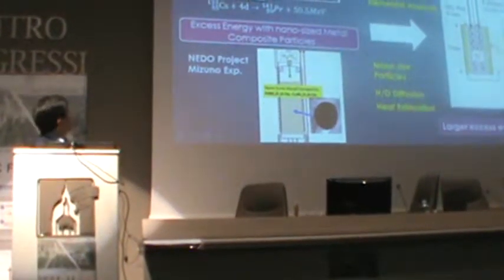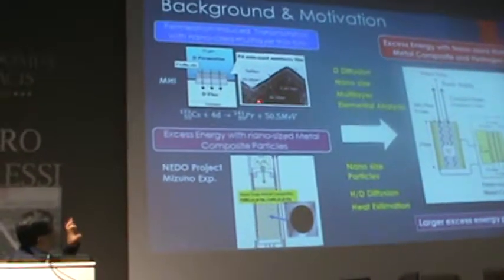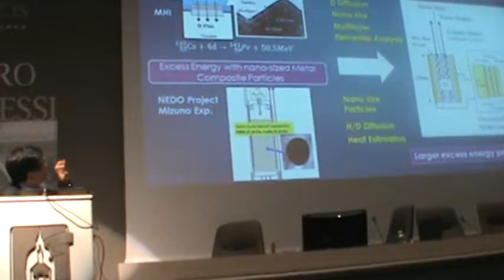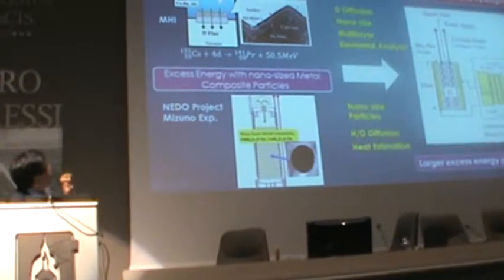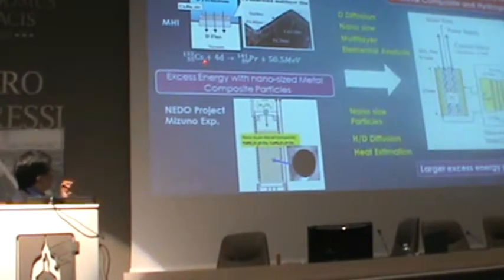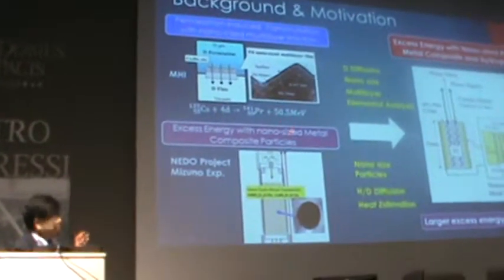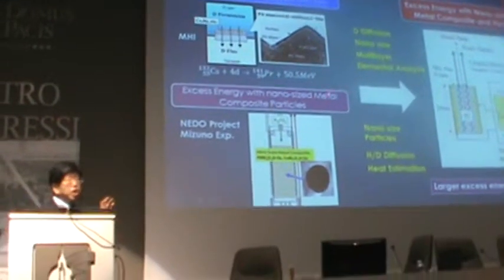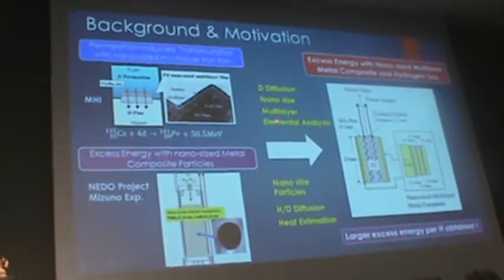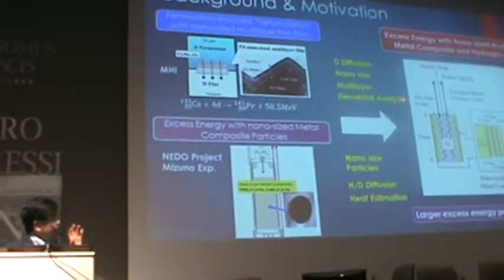When I was a researcher at Mitsubishi Heavy Industries, we used this kind of palladium calcium oxide multilayer thin film and put cesium on top, and we made the deuterium gas permeate like this, and we observed the transmutation reaction of cesium into praseodymium like this. In this study, the key factors are diffusion, the nanosized multilayer thin film, and also elemental analysis.